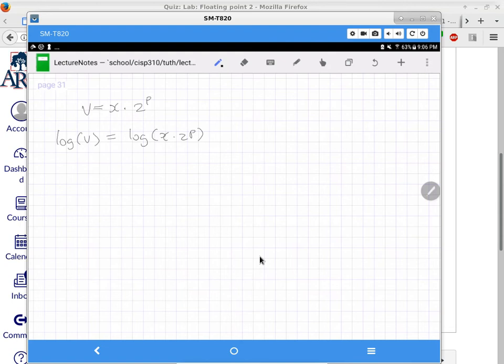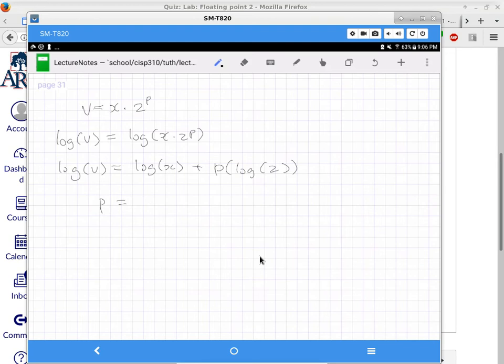Okay, not a problem. And then we separate the part that has the P out. So we have log x plus P times log 2. I'm actually combining a few steps into one, but it should look familiar, okay? Is that okay? All right. So now I can actually know what P is. I can express P in everything else.